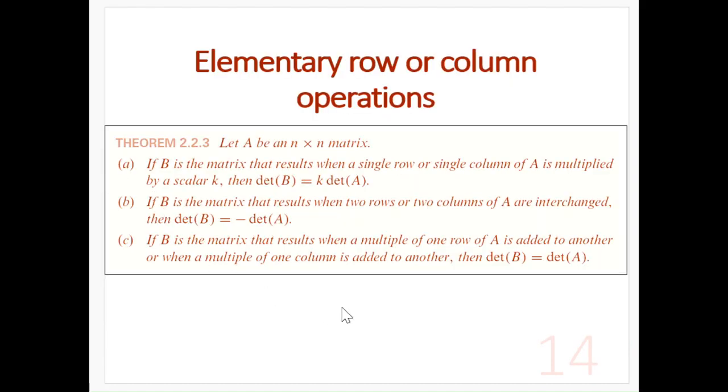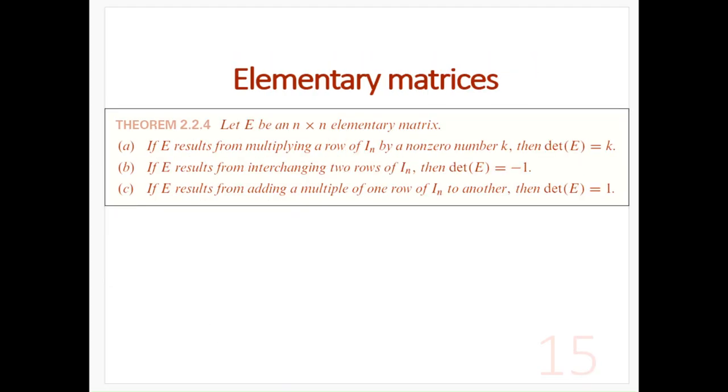And don't forget that it talks about theorem 2.2.3. So table 1 is an illustration of theorem 2.2.3. So here we went through each of these scenarios, A, B, and C. So this leads us to our next theorem, 2.2.4, about elementary matrices.